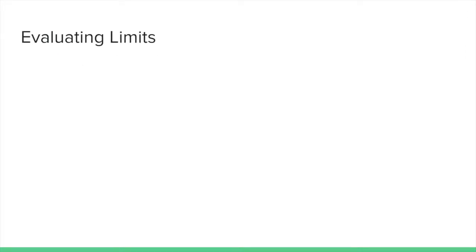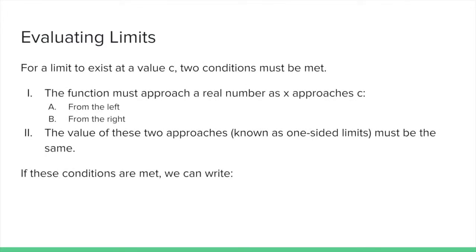So how would we evaluate a limit? For a limit to exist at a value c, two conditions must be met. First condition, the function must approach a real number as x approaches c, both from the left and from the right. And second, the values of these two approaches, which we call one-sided limits mathematically, must be the same. If these two conditions are met, we can write, in mathematical notation, the limit as x approaches c of f of x is equal to L, where L is a real number.